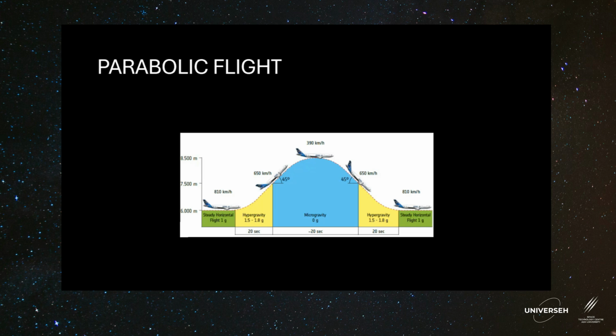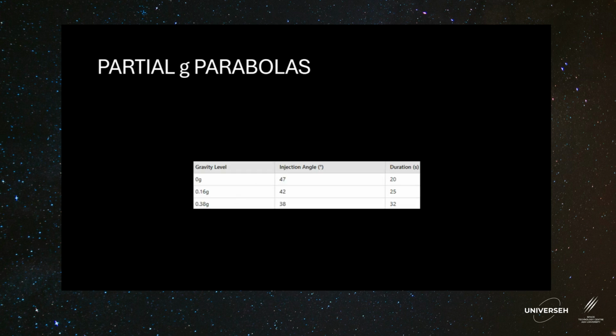It's very hard to create, and the pilots need to be the best, because if we don't create a good angle, we have something like this. If we have an injection angle of 42, we have a gravity level of 0.16, but with higher duration. So sometimes, if you would like to check something at a gravity lower than 1G, we can manipulate the injection angle. We can change the gravity level and duration of each parabola.